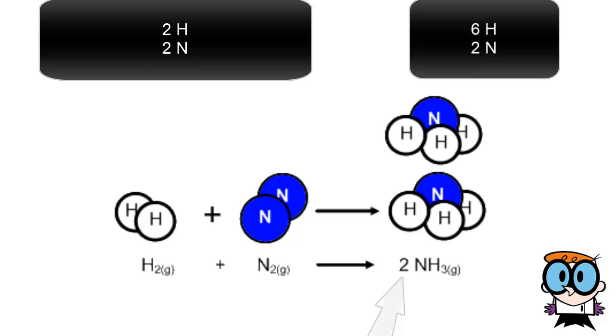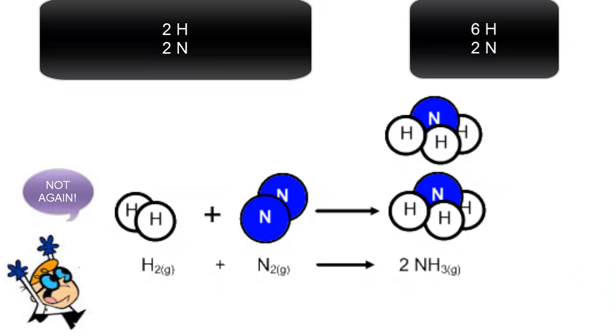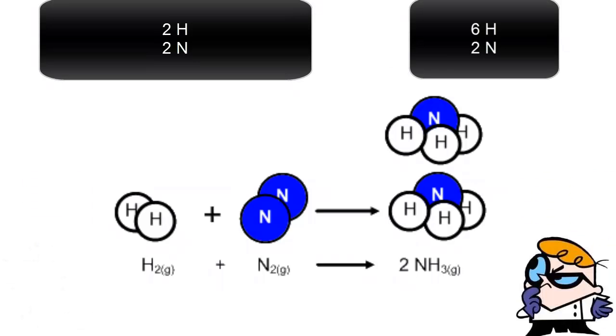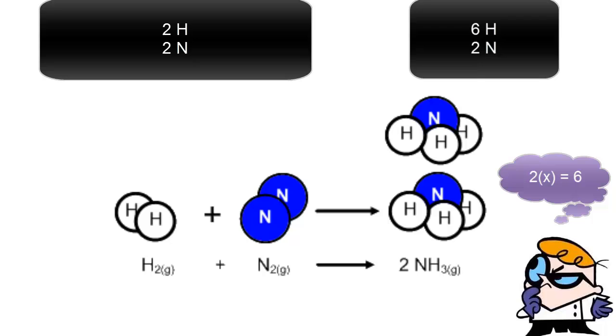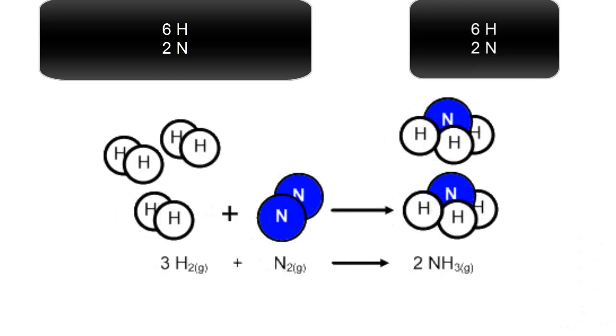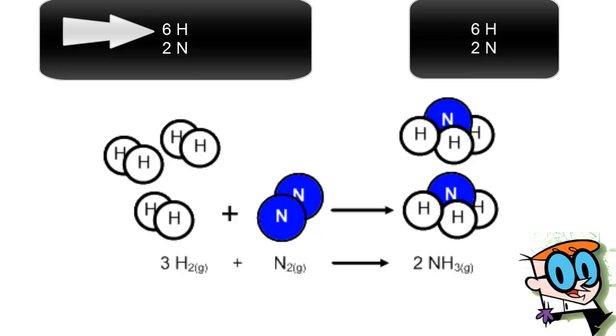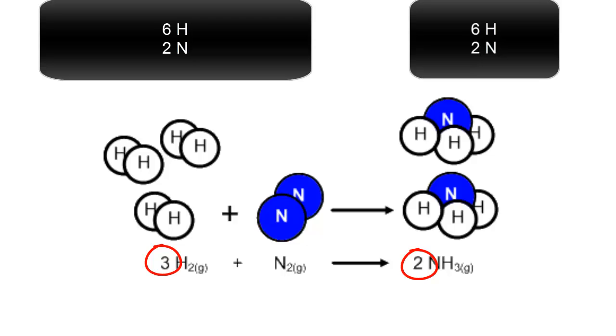Now we have 2 nitrogens becoming 2 nitrogens. Our hydrogens, however, are still not balanced. To fix that, we'll again have to look at what we have. 2 hydrogens becoming 6 hydrogens. So what times 2, the subscript, gives us 6? 3. So we'll change the coefficient of the elemental hydrogen to 3, giving us 6 hydrogens on either side of the reaction. Notice that the only numbers I ever changed were the coefficients, never the subscripts.